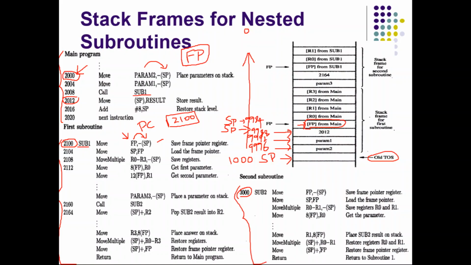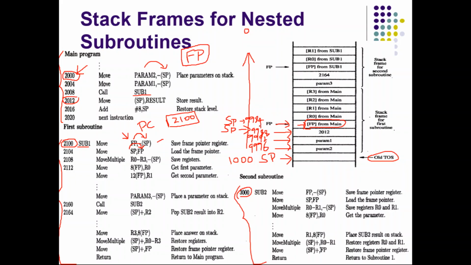Then what we are doing, move SP comma FP, that is, move the content of SP to FP. It is something like copying. Here move does not remove from SP and place in FP. No, it copies from SP to FP. It means now FP is also pointing to this location, which is the 9984 location.